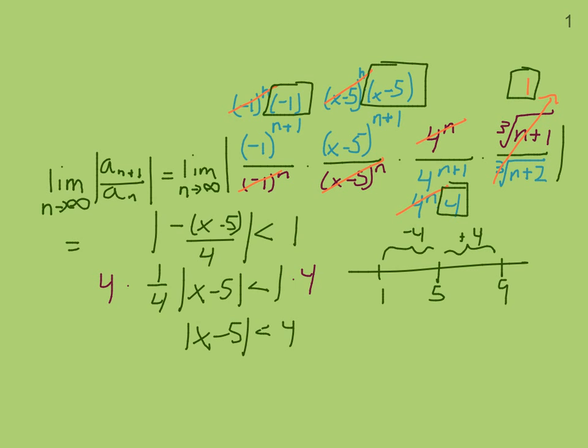Once we've isolated the x minus a term, we have exactly the radius of convergence on the other side of the inequality. So we have the radius of convergence is 4. That's what gets added and subtracted to a to get the interval of convergence. And now we just check the endpoints.